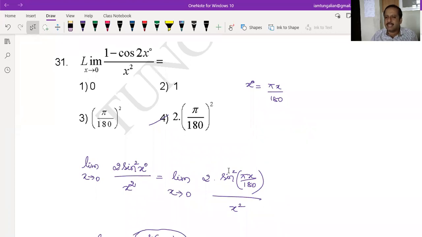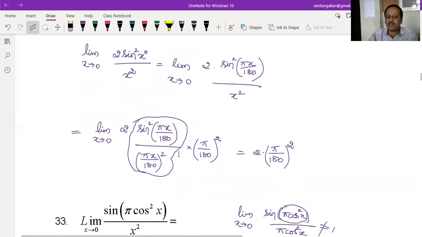So that I have used. Then sin square theta. If sin square theta is there in the numerator, you want theta square in the denominator. Denominator we have only x square. We want pi x by 180 whole square. So divide by pi x by 180 whole square and divide by pi by 180 whole square and therefore multiply by that. As x approaches 0, this much will become 1 and we are left with 2 into pi by 180 whole square.